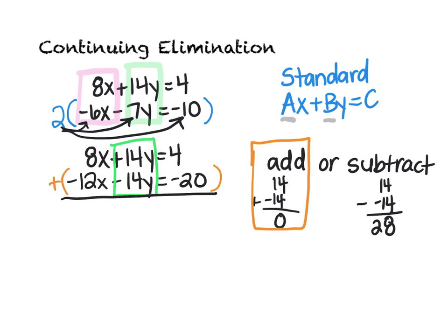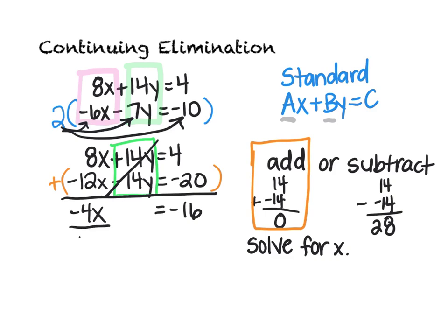So right here, we're going to add this example, and we're going to add each column. So 8 plus negative 12 is going to give me negative 4x. 14 plus negative 14, that's going to eliminate, that's 0, equals 4 plus negative 20, which is going to be negative 16. All right, so at this point I can now solve for x. We've eliminated the y, and the reason we eliminated y is because we wanted to get x by itself. So now to solve for x, we're going to divide by negative 4, and x is now going to equal positive 4.